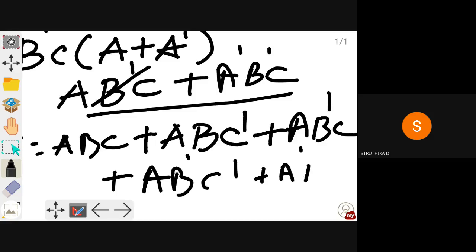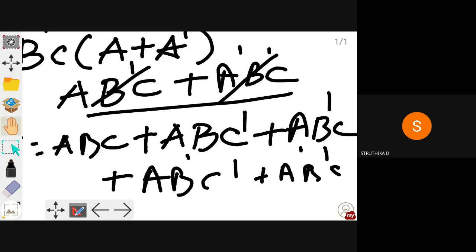A dash B dash C. So this is also I have written. So only one duplicate term, so you eliminate that. So you get ABC plus ABC dash plus AB dash C plus AB dash C dash plus A dash B dash C. So now tell me what actually this is in terms of sum of min terms.